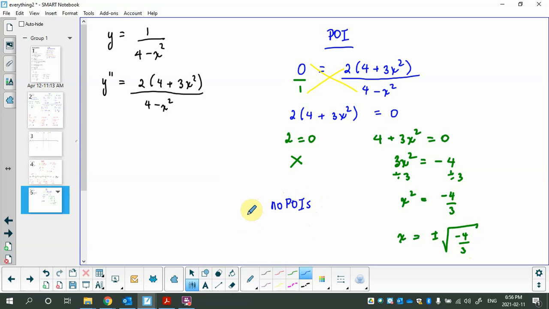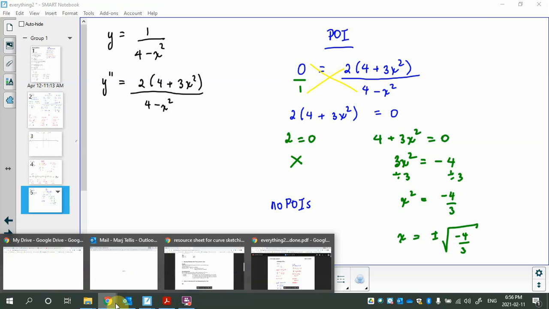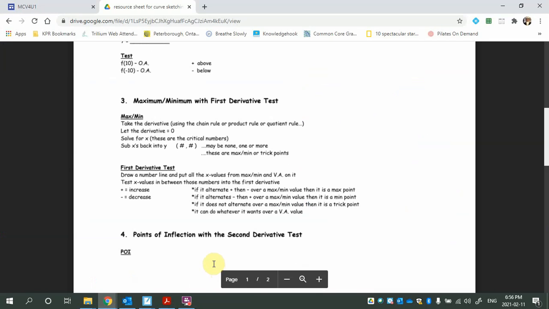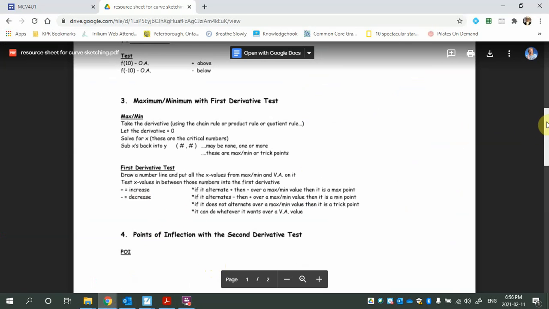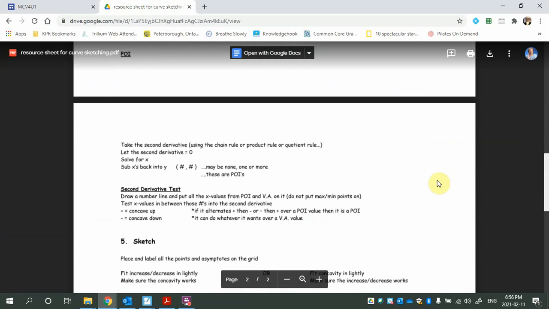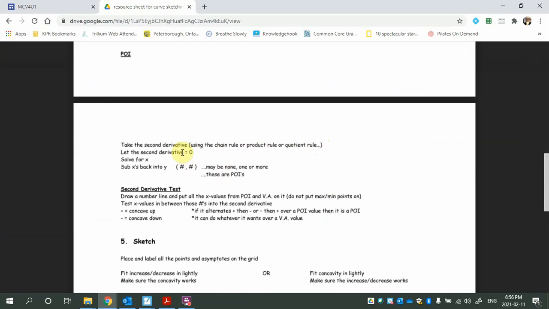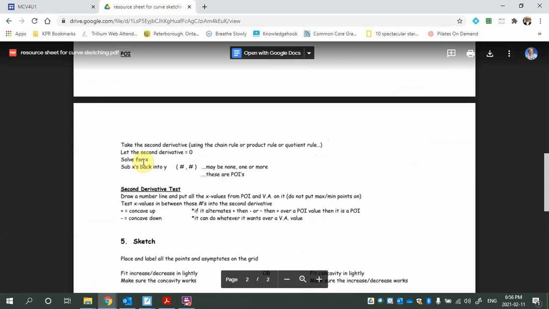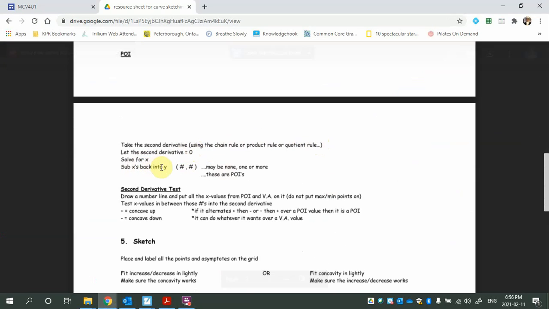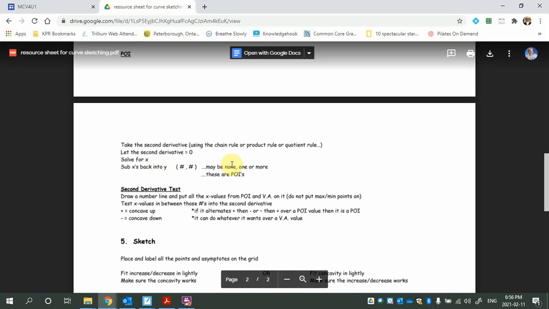And yeah, that's not true, because you're in rational function land, and rational functions beat to the sound of their own drummer. I think that's what I'm trying to say. So, points of inflection. We've followed all the rules. Take the second derivative using the chain rule or the product rule or the quotient rule. Done. Let the second derivative equal 0. Done. Solve for x. Done. Can't sub x's back into y's because we didn't get anyone. So that was a useless clone on my part. There may be none. That's our case right here.